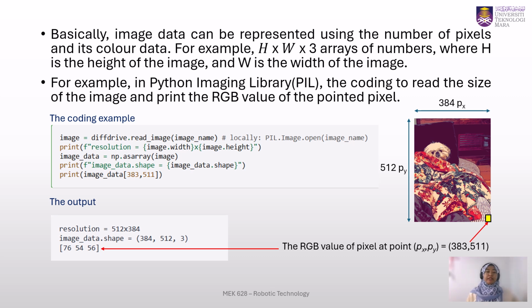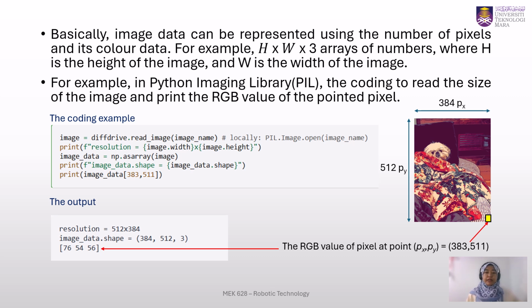For example, here is a snippet of code from the Python programming language. By using the Python Imaging Library, or PIL, this code will read the size of the image and also print the RGB value of the pointed pixel. Here is the code to get your image, and then you print the resolution, and then you get the image data, and then you print the image data at this particular pixel point, 383, 511. So you get the data here.